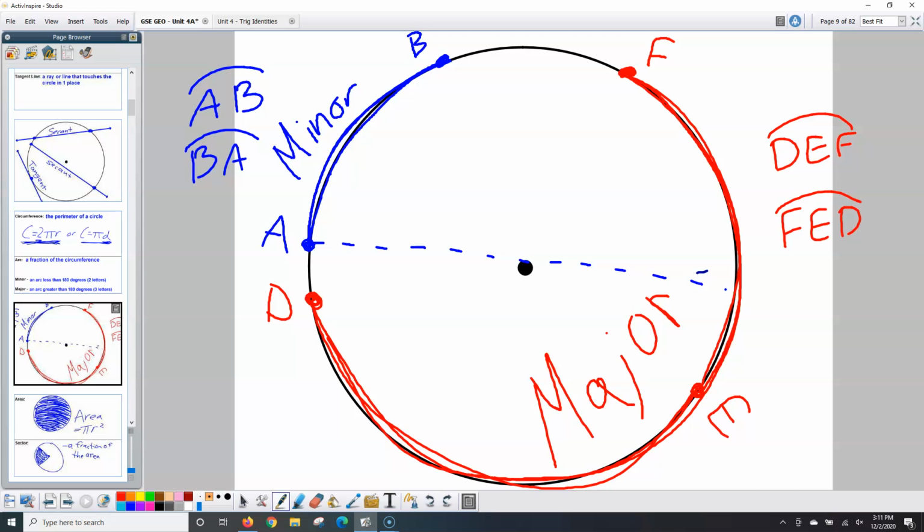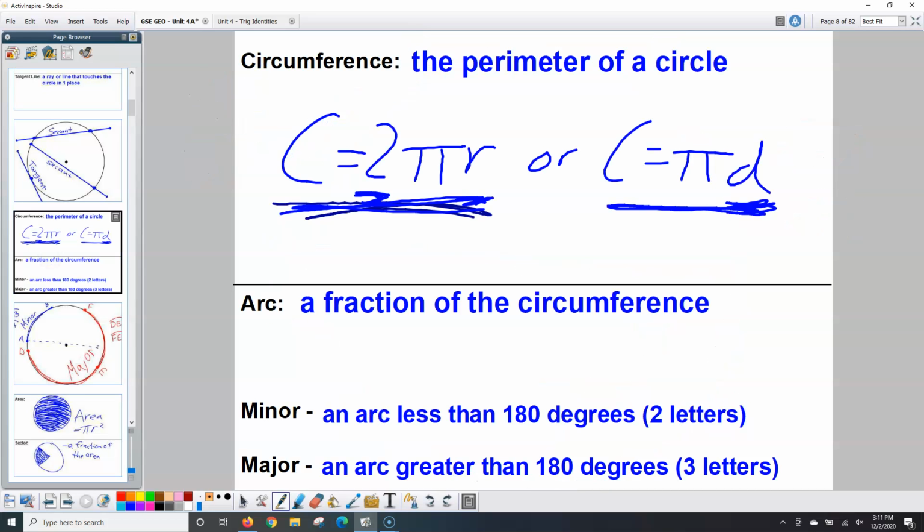Here are our arcs. I forgot to mention minor and major arc. Minor arc is less than half the circle, and a major arc is greater than half the circle. So I put the 180 degrees there. That's half the circle. And when you write minor and major arcs, you do so with letters. A minor arc is two letters, so you'd say like arc AB, and then major arc would be like arc XYZ. You would need three letters for that.